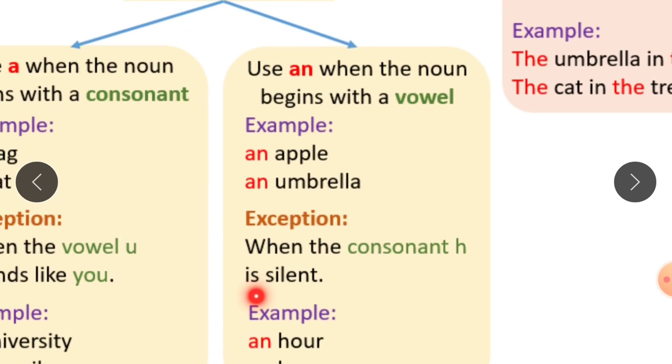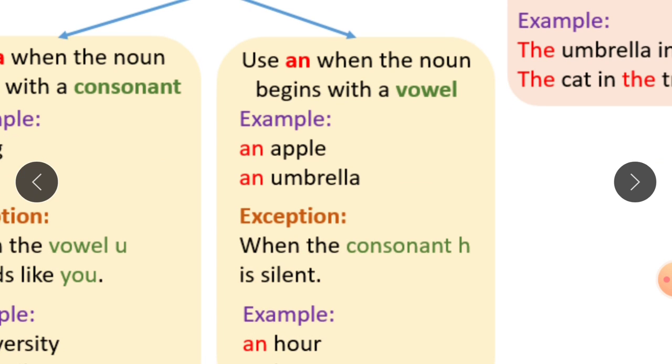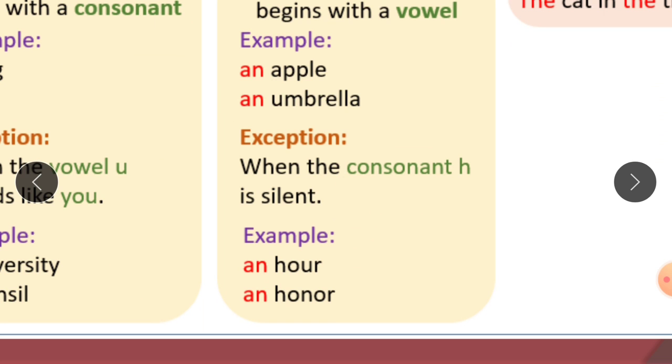Okay, now let's see the use of an. Use an when the noun begins with a vowel sound, that is, an apple, an umbrella. And when the consonant H is silent, when the letter H is silent, then also we use an. For example, an hour, an honor.